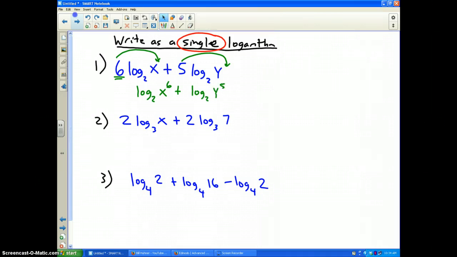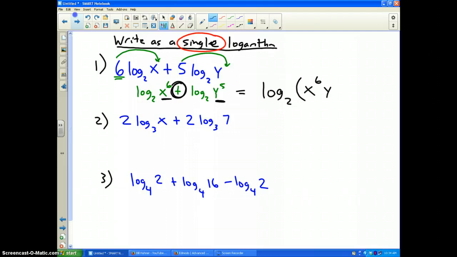All right, so now we got to write it as a single log. It's plus. This means it's the product property, which means the things that I'm underlining you have to times together, the stuff inside the log. So finally, this becomes log base 2, parenthesis, x to the 6th, y to the 5th, and you're done. You have now written it as a single log.